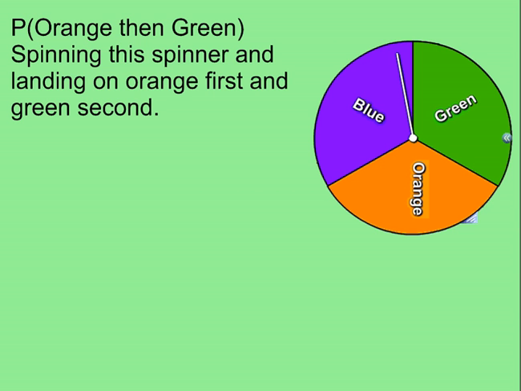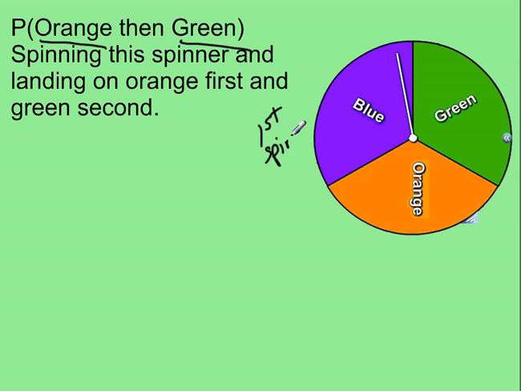Let's work through an example. If I have a spinner here, and I want to find the probability, P parentheses, of getting orange and then green, we have to make a tree diagram for this at this point. So we want to know the probability of spinning the spinner and landing on orange, and then landing on green second. So let's start out with the first spin.